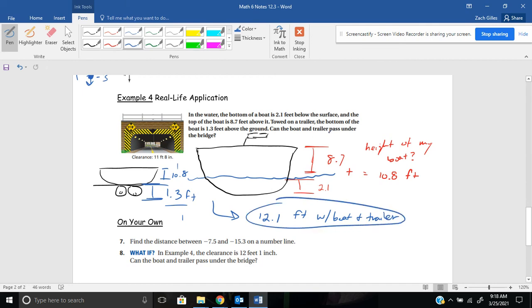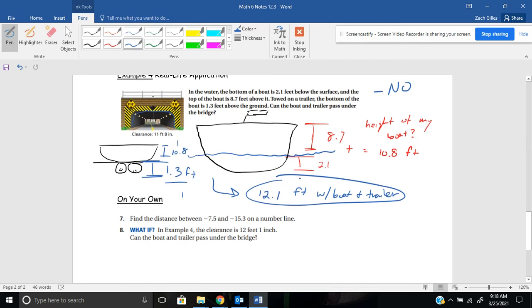Can I pass under this bridge? And the clearance says it's 11 feet, 8 inches. Well, definitely not, because the trailer and the boat is 12.1 feet tall. And this clearance is only 11 feet, 8 inches. Well, my boat is taller than that. So definitely, no, it can't. My boat and trailer are taller than this clearance. Okay. Hopefully that makes sense. Let me know if I can clear that up at all.